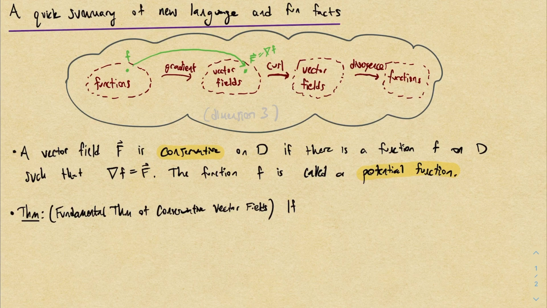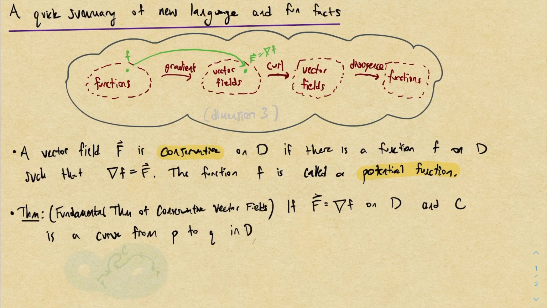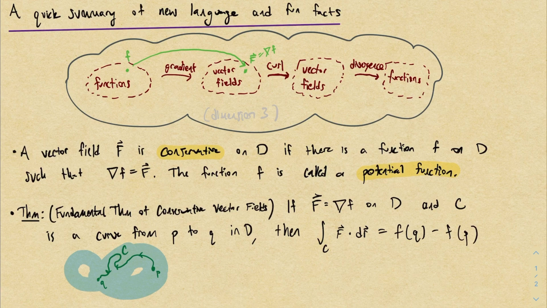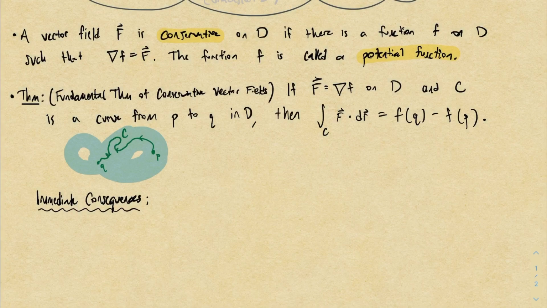If we have a conservative vector field capital F with potential function little f, and C is some oriented curve from a point P to a point Q, then to evaluate the vector line integral of F along this curve, you just plug in the points Q and P into the potential function and subtract. In a minute, I'll give you some intuition as to what this is saying, but first I want to write down a couple immediate consequences.